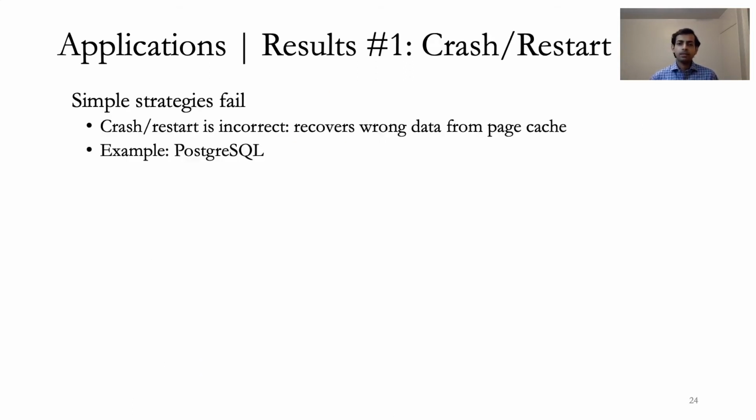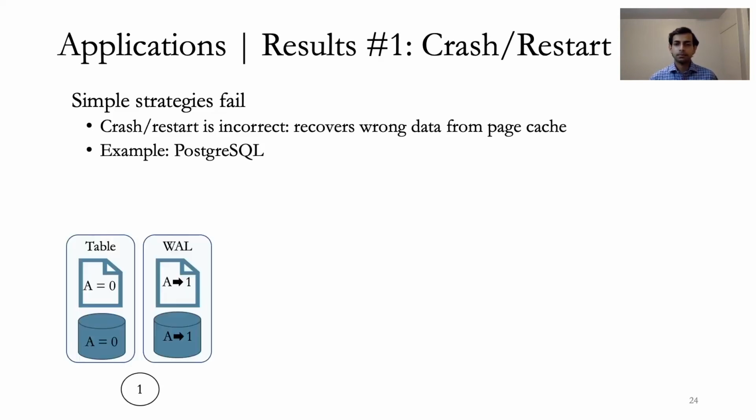So we know that the simple retry strategy fails, but crash restart was also not completely correct. The main issue here is that when restarting, you're reading from the page cache. We're going to look at Postgres as an example. So Postgres maintains tables as files on disk and also has a write-ahead log. And when it starts up, it loads the tables and replays any operations from the log.